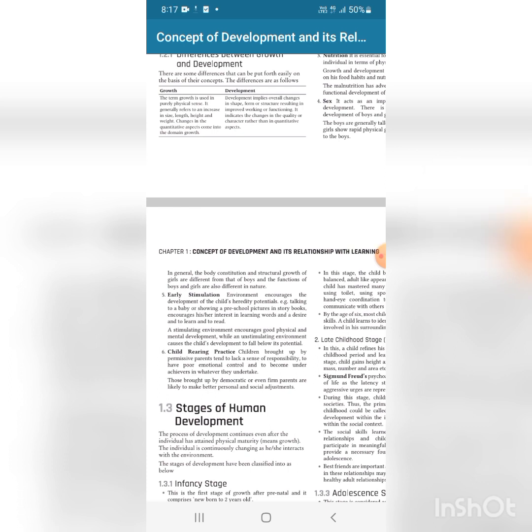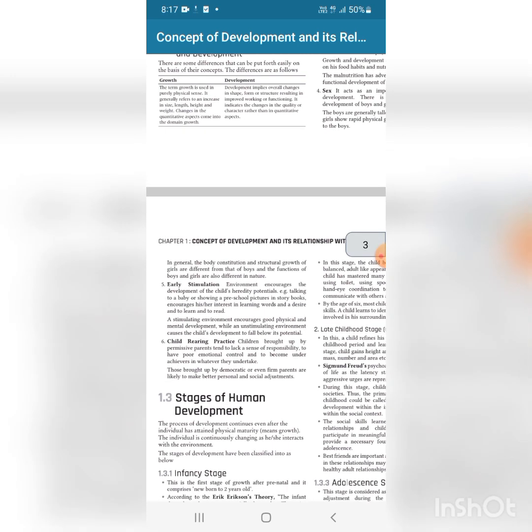Example, talking to a baby or showing a preschooler pictures in storybooks encourages his or her interest in learning words and a desire to learn and to read. A stimulating environment encourages good physical and mental development, while an unstimulating environment causes the child's development to fall below its potential. And it is said that 25% of child's development is based on its environment.